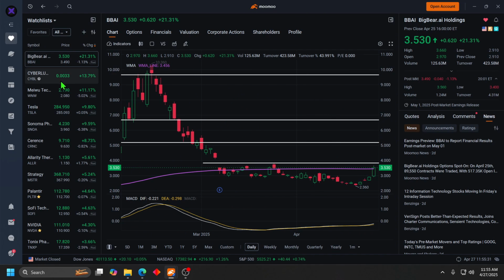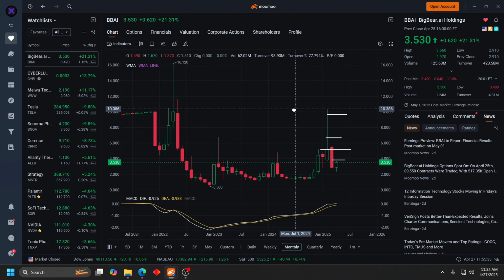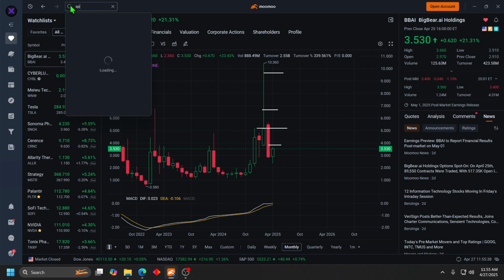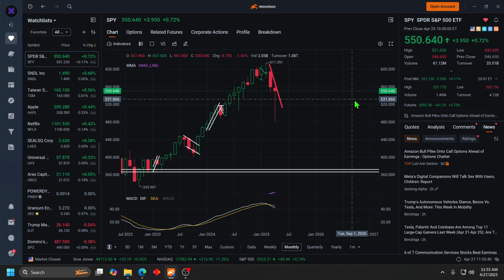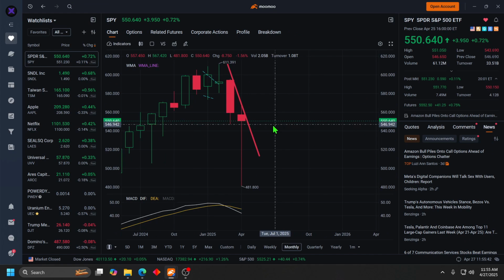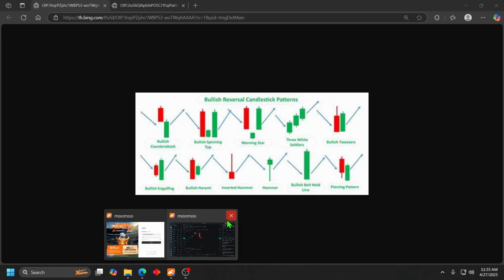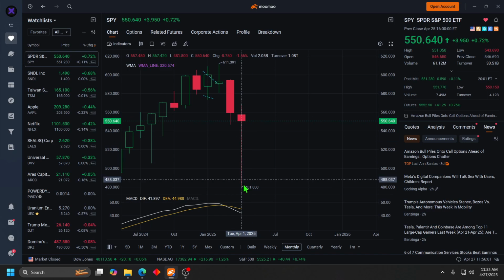If we look at the monthly chart, let me pull up the S&P 500. What do you see here? Look at that. Does that look similar? It's not the end of the month yet. That's a monthly candle, by the way. I just want to clarify, this is a monthly chart, monthly candle.